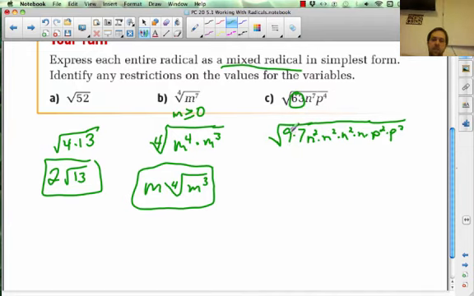So first let's take the square root of 9, which is 3. We move it outside of the radical. The 7's got to stay because it's prime.